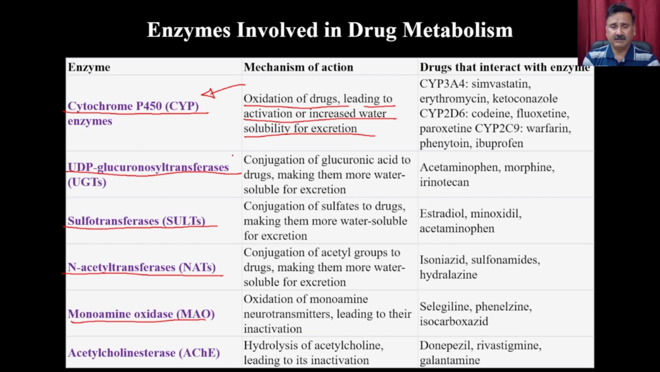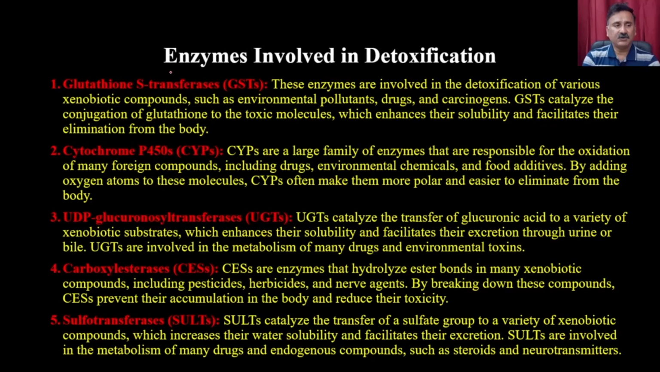Then we have the UDP glucuronosyltransferases, which conjugate glucuronic acid to the drugs, making them more water soluble for excretion. And you can use acetophenone, morphine, and other drugs. Most of these inhibitors inhibit drug metabolism in such a way that the level of the drug is higher, and as a result it gives you relief.